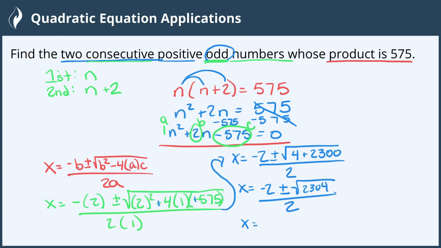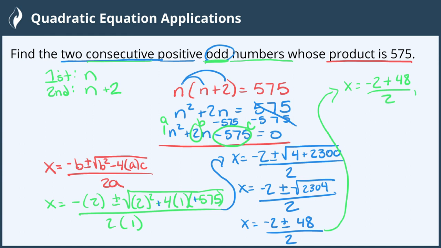We can put that into our calculator. We get x equals negative 2 plus or minus the square root of that, which is 48, all over 2. Now, a quick simplification here. We get x equals negative 2 plus 48 over 2, and negative 2 minus 48 over 2. Negative 2 plus 48 is 46 over 2, and negative 2 minus 48 is negative 50 over 2. Simplifying those gives us 23 and negative 25.